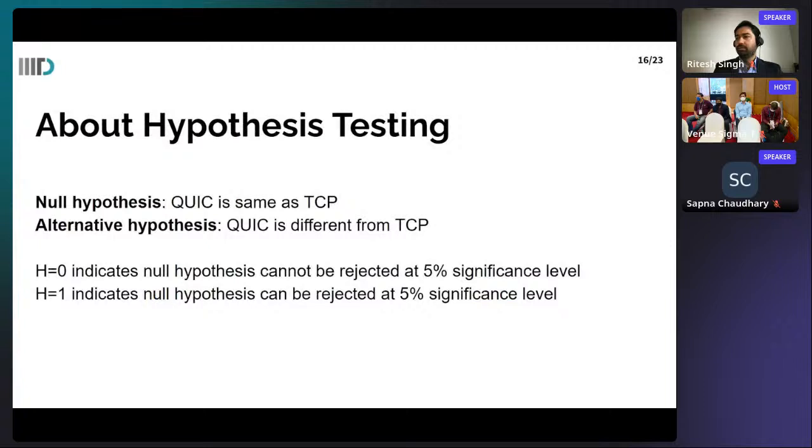In order to prove this result statistically, we have done a hypothesis test, where the null hypothesis is that QUIC is the same as TCP, and the alternative hypothesis is that QUIC is different from TCP. We have applied a Welch's t-test, where h equals 0 indicates that the null hypothesis cannot be rejected at a 5% significance level, and h equals 1 indicates that the null hypothesis can be rejected at a 5% significance level.